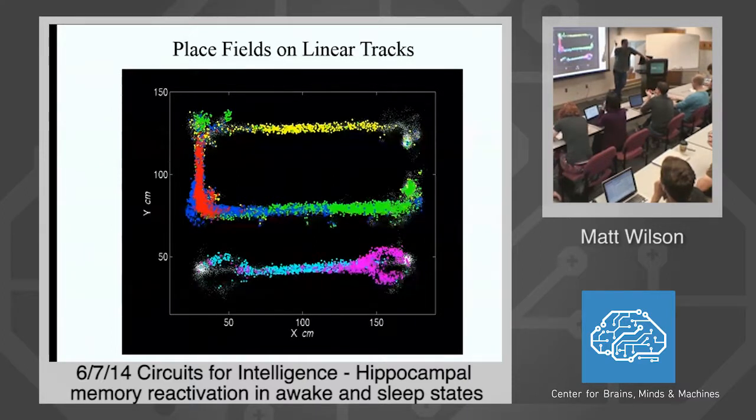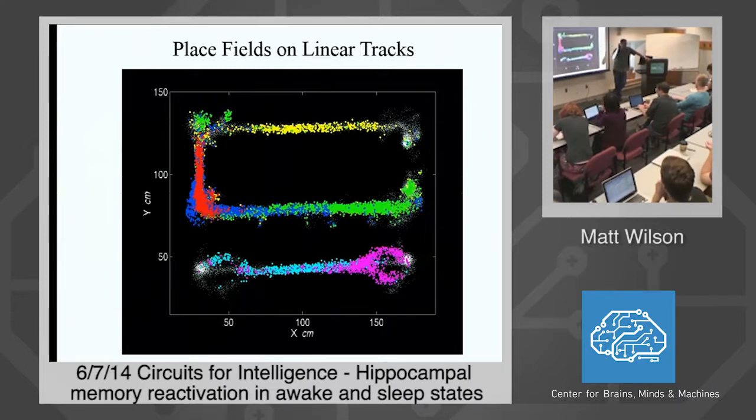And the estimates are that 95% or better of the cells, the principal cells of the hippocampus, have some kind of spatial specificity. But at any given time, only about 3 to 5% of them are active.